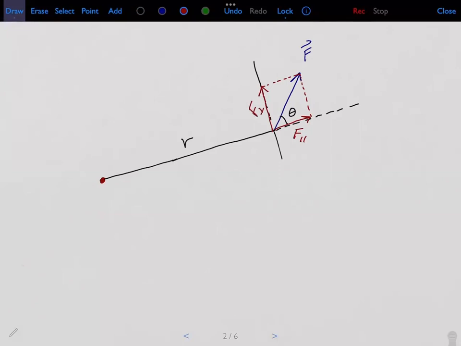Okay, and if you notice here, if you're going to calculate F perpendicular, which is really the same as this length right here, again, I have a right triangle here.